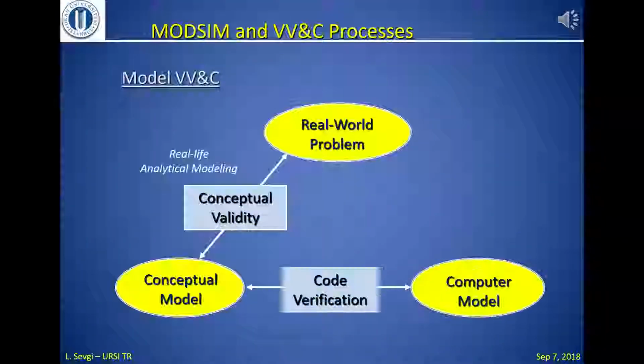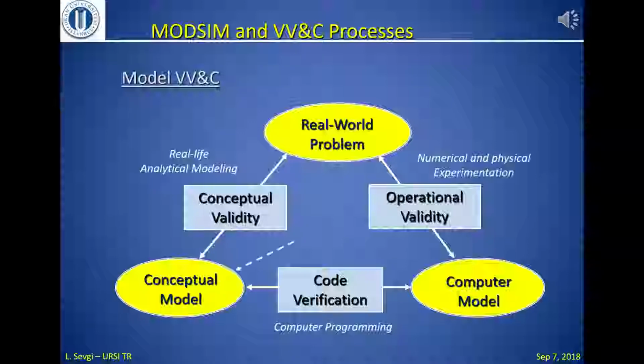Terms, definitions, and processes of physics-based modeling and simulation are given in this slide. We validate our model first through analytical modeling. Then we write our code and verify it via computer programming. Finally, we do numerical or real experimentation to calibrate the data. All these steps necessitate a good understanding and use of signal and data processing.